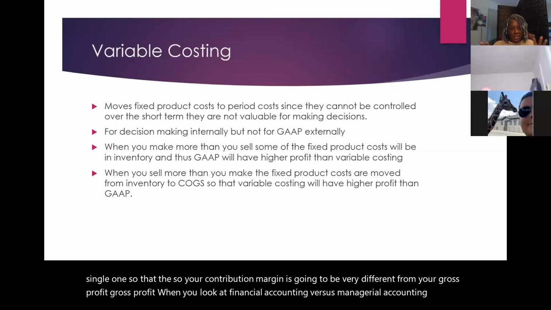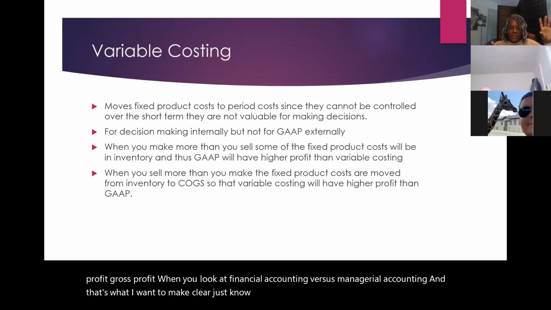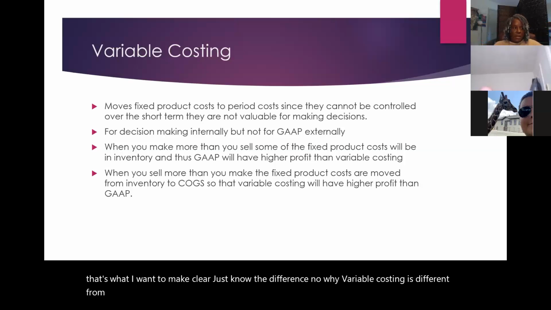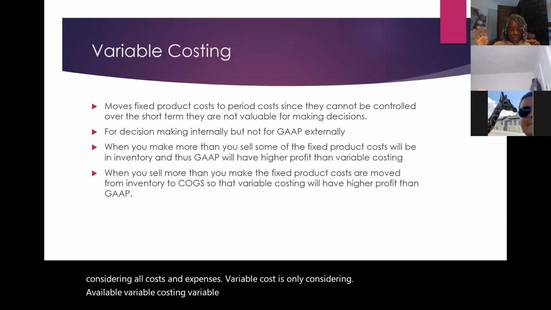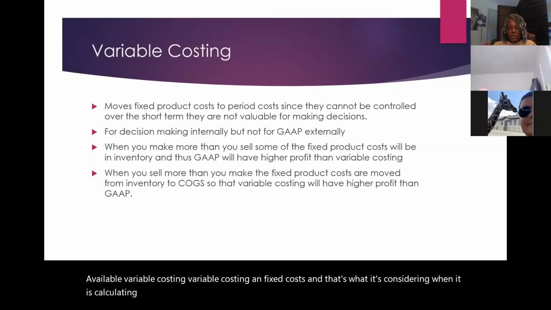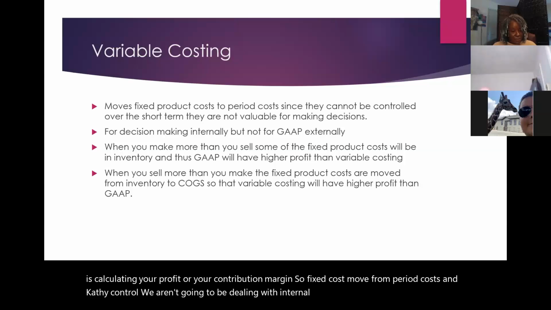And that's what I want to make clear. Just know the difference. Know why variable costing is different from absorption costing, which is financial accounting, because financial accounting is considering all costs and expenses. Variable cost is only considering the variable costing and fixed costs. And that's what it's considering when it is calculating your profit or your contribution margin. So fixed costs move from period costs and can't be controlled. We are going to be dealing with internal decision making, not GAAP.